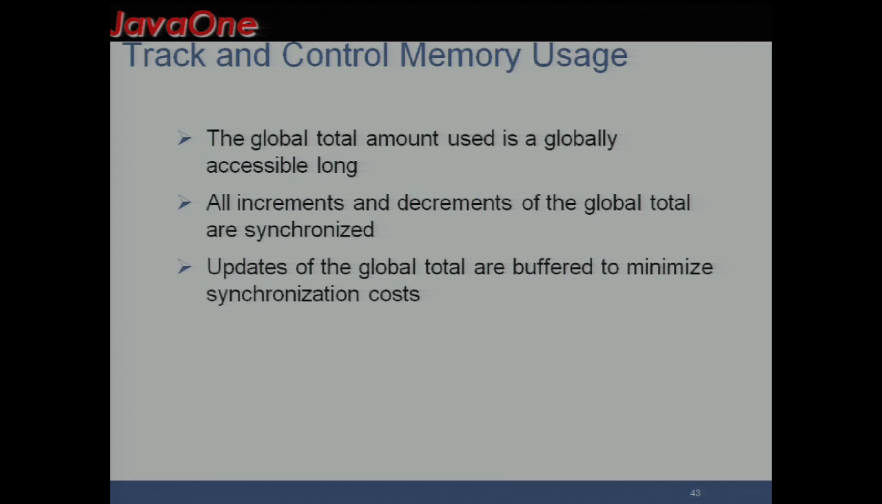So this global total is just a globally accessible value, and you've got to synchronize all your increments and decrements of it, but you can buffer them. That's what we do. We buffer the increments and decrements up into 32K buffers. It's not actually storing any memory in these things. You're just delaying when you're going to increment the global total, and that really just cuts down on the synchronization cost. It's not really even an issue.